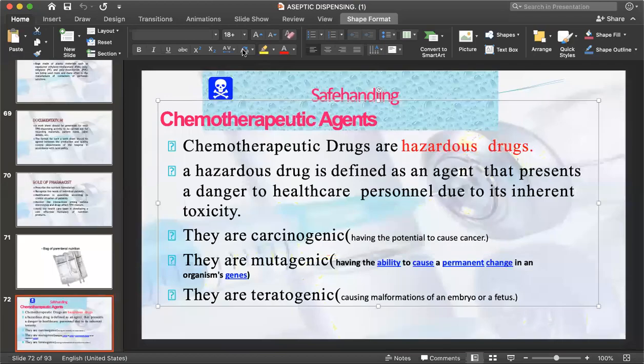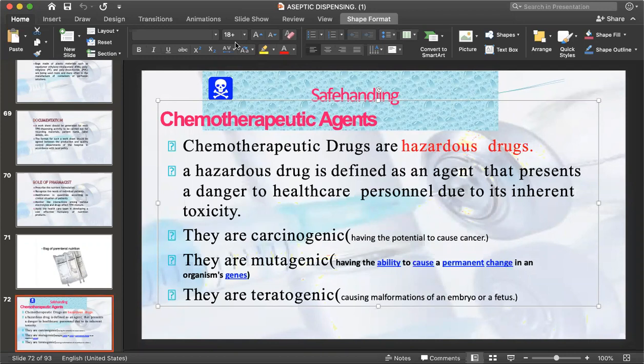Let's start with it. So as I have told you, safe handling of chemotherapeutic agents. Now chemotherapy drugs are mostly hazardous drugs. A hazardous drug is defined as an agent that produces a danger to healthcare personnel due to its inherent toxicity. Because these chemotherapy agents are all toxic in nature.